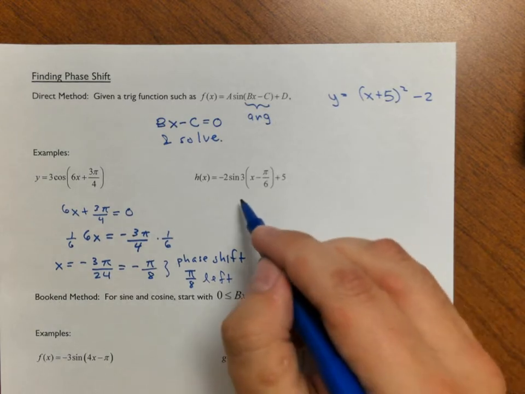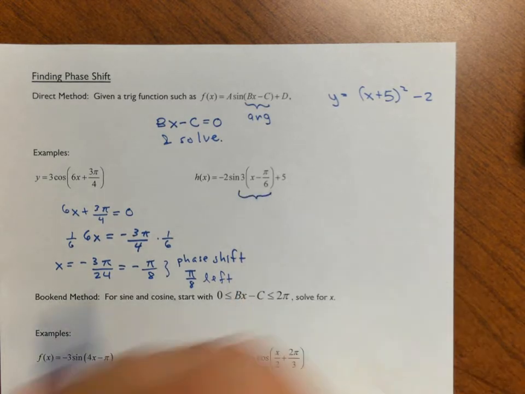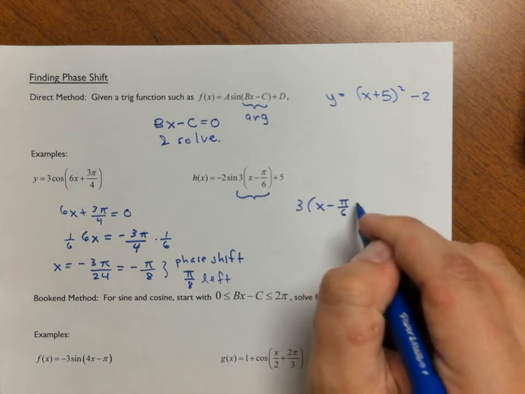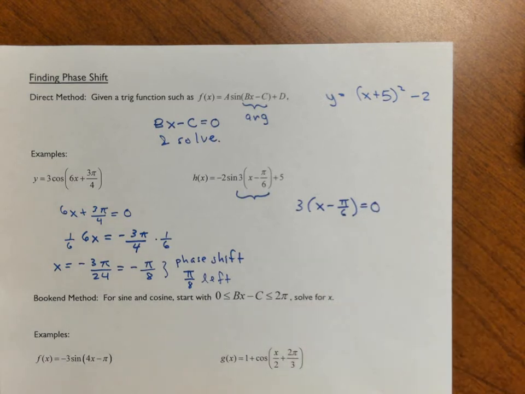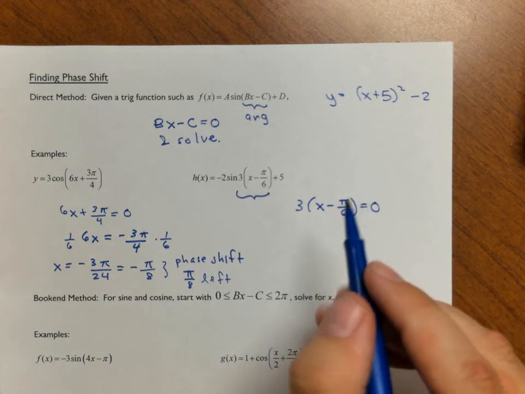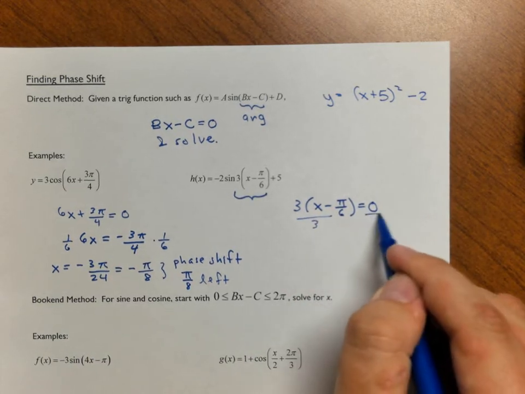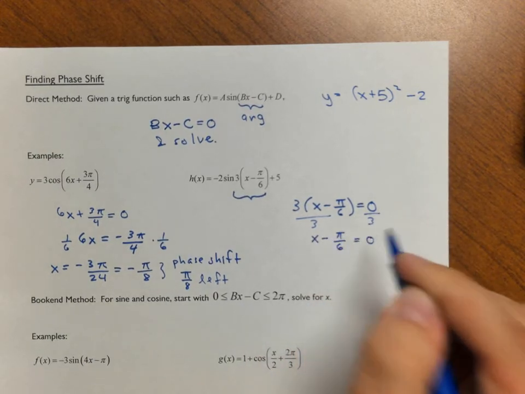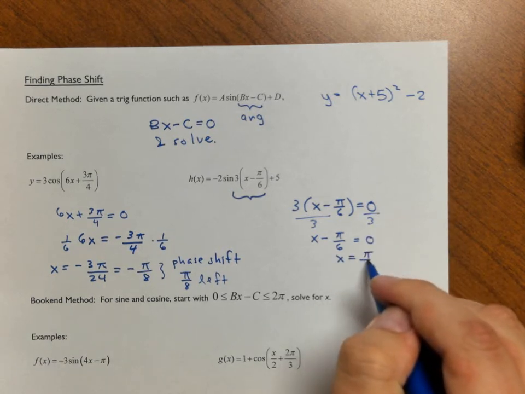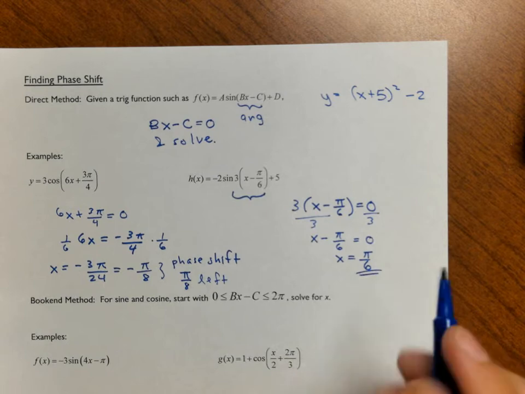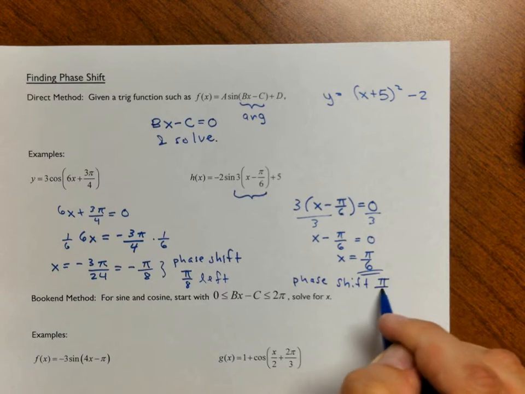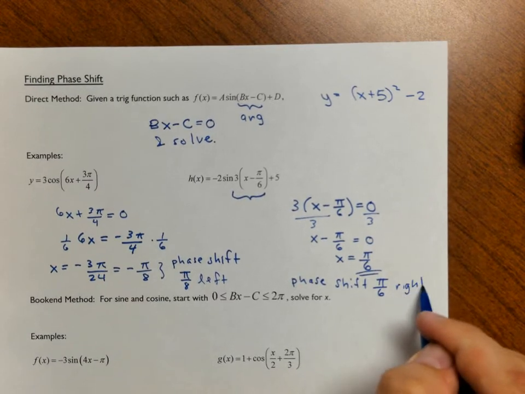Let's take a look over here. The argument of this function is all of this stuff. I've got to include the 3 too. 3 times x minus pi over 6 is equal to 0. You're welcome to start by distributing, although truth be told, that's not really a necessary step. I could just as easily divide everything by 3 to start, which would give me x minus pi over 6 is equal to 0, which means x is equal to pi over 6. Again, what does this tell me? It tells me that my phase shift is pi over 6 to the right, in the positive direction.